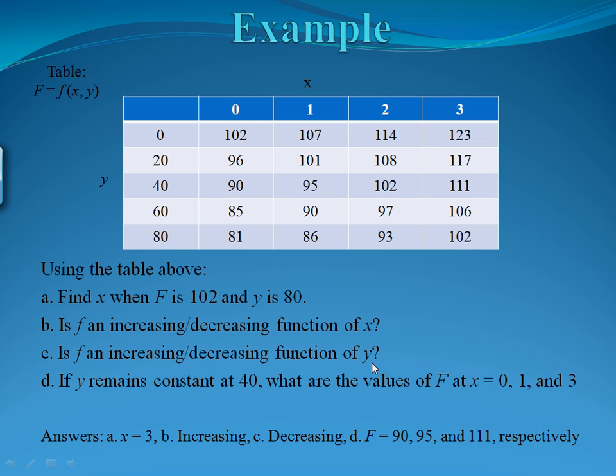Part D. If y remains constant at 40, so now we have the row at 40 here, what are the values of F at x equals 0, 1, and 3? Well, if we're looking in the row of 40, when x equals 0, F is going to equal 90. When x equals 1, F is going to be 95, and when x equals 3, F will be 111. So these are just some of the things we can get off of a table of two variables.